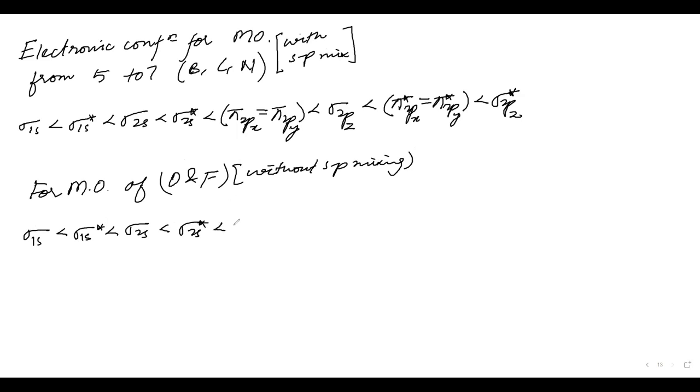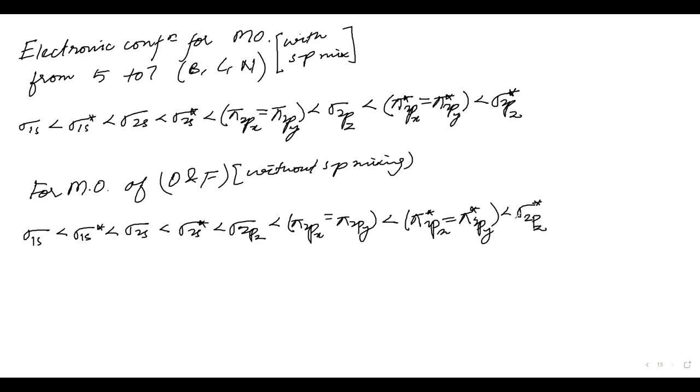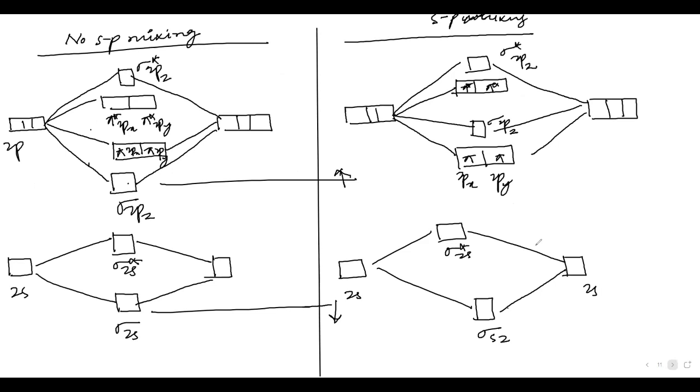Now these will not have pi first. This will have sigma 2pz, then we will have the pi ones. Pi 2px will be equal to pi 2py. Now we will write pi star 2px equal to pi star 2py, and then we will have sigma star 2pz, without SP mixing. So it is z, right? I wrote z. This is z only.